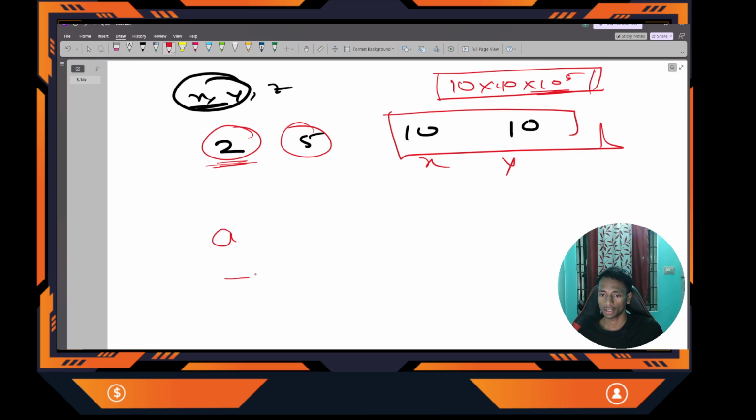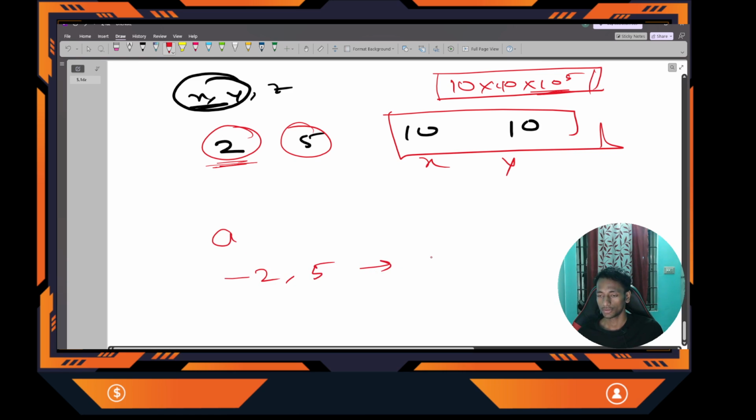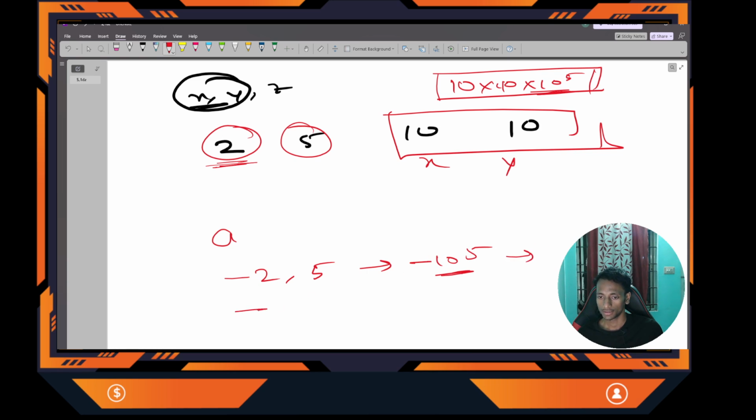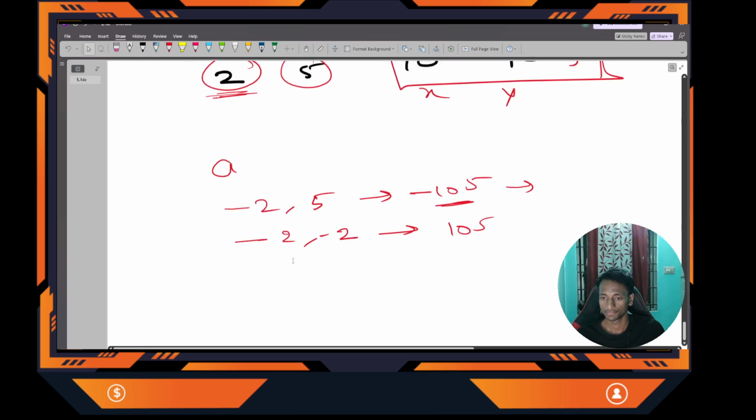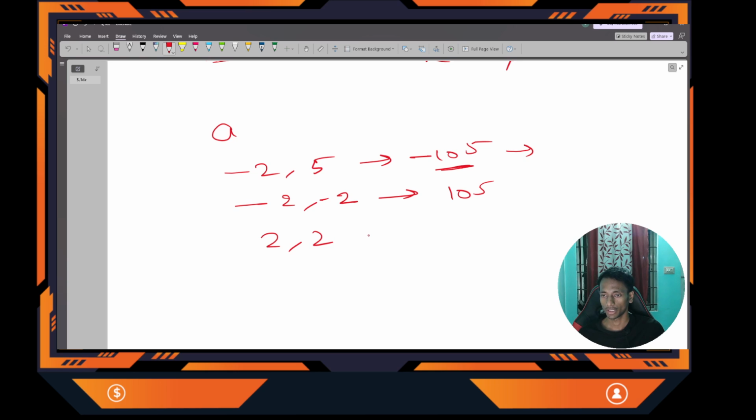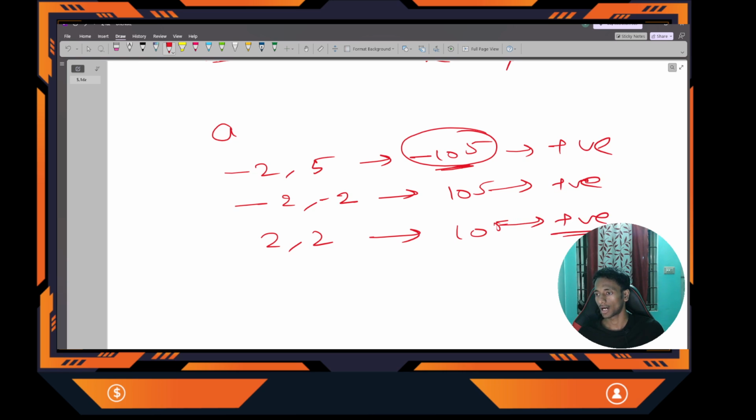Suppose I have -2, 5. Then I have to multiply by 10 to the -5, and then I get this. Suppose we have -2 and -2, then also I have to multiply by 10 to the 5. And if we have all positive, 2 and 2, then also I can multiply by 10 to the 5. So anyway I can generate the output as a positive. That's why our target is to take the absolute value as much as possible, right?